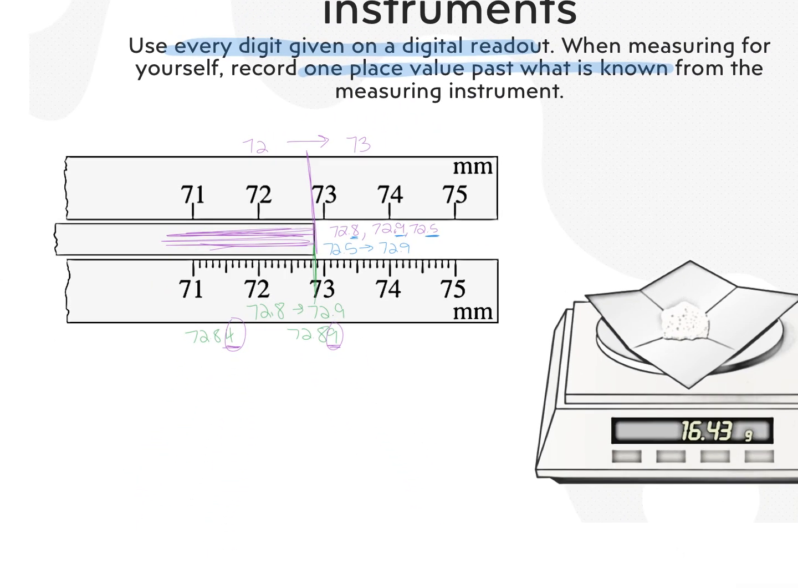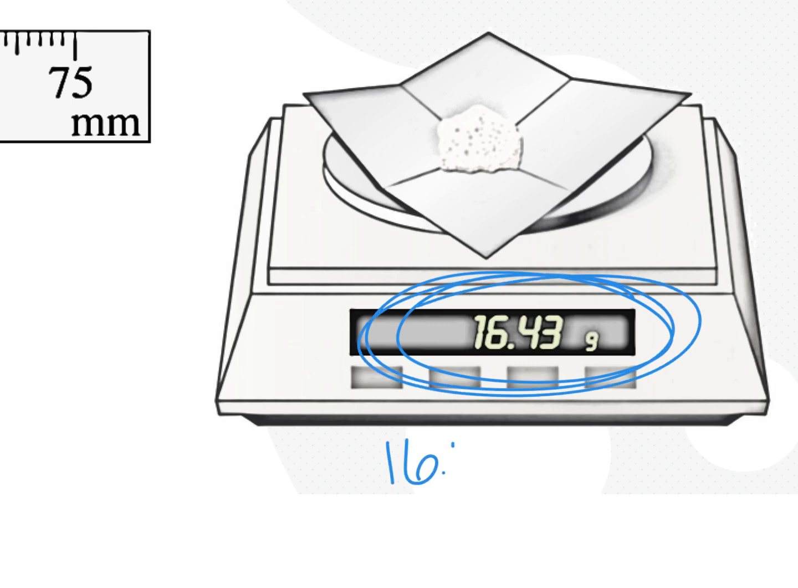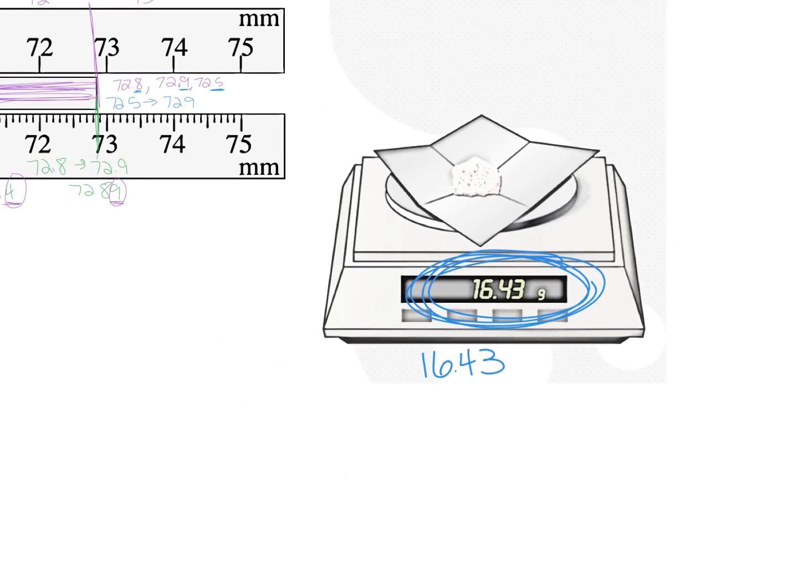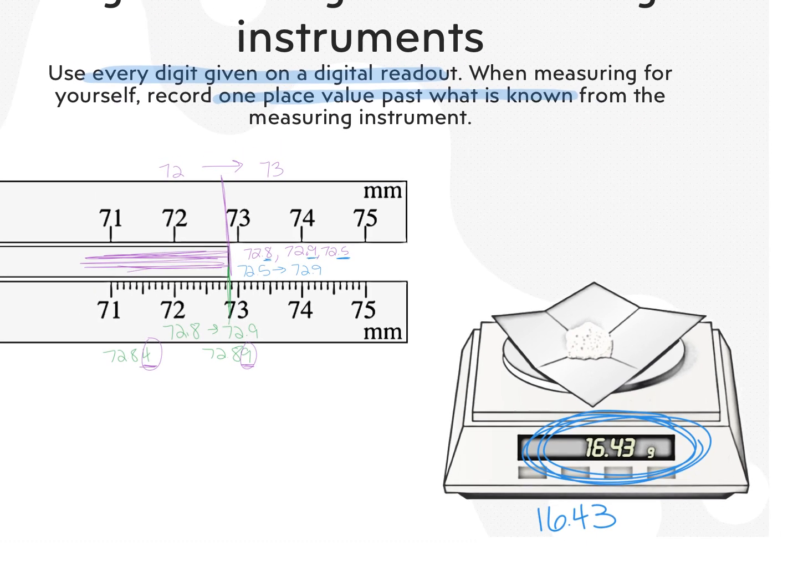But if we had a digital readout, like a scale, let's say, and it gives us a digital number, guess what? I just get to take the number exactly as is. That's 16.43 because it says 16.43. I don't have to do anything to it. If it's a digital readout, it is exactly what it is supposed to be. If I have to measure it myself, then it might be different. But if it's a digital readout, I get exactly what it says.